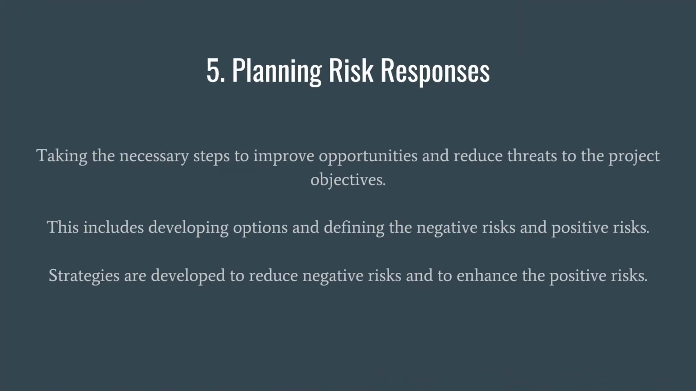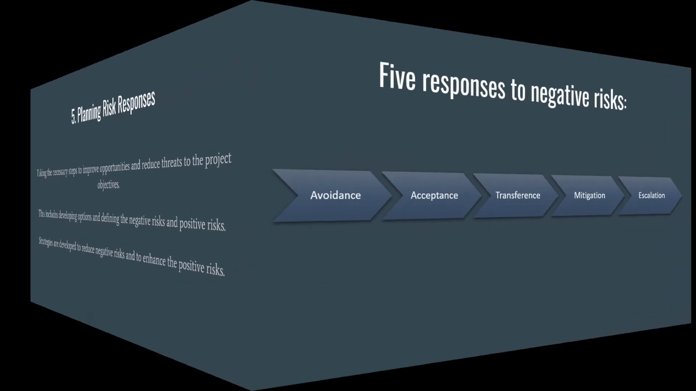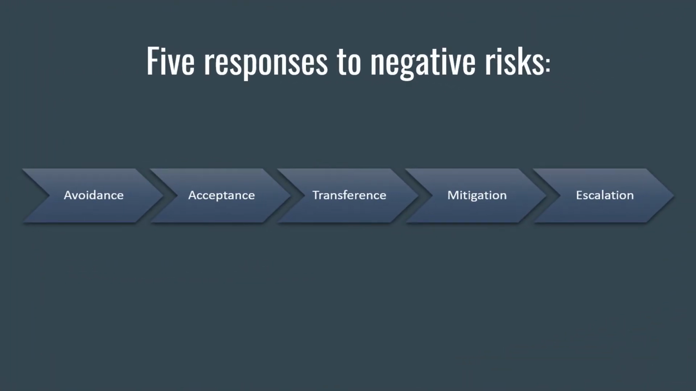The fifth step is planning risk responses, taking the necessary steps to improve opportunities and reduce threats to the project objectives. This includes developing options and defining the negative risks and positive risks. Strategies are developed to reduce negative risks and to enhance the positive risks. There are 5 responses to negative risks. These include avoidance, acceptance, transference, mitigation, and escalation.